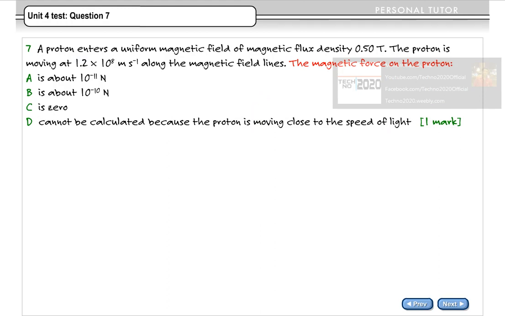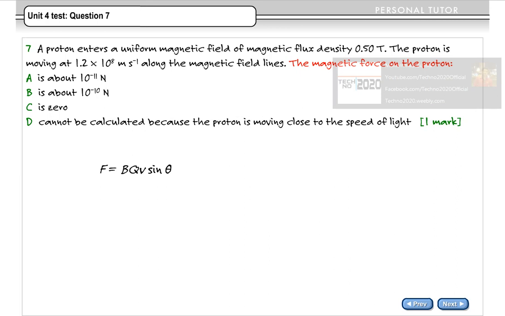It seems at first as if you need to use the relationship between the force F on a particle with charge Q moving with velocity v in a uniform magnetic field of flux density B, where θ is the angle between the particle's direction of motion and the magnetic field.